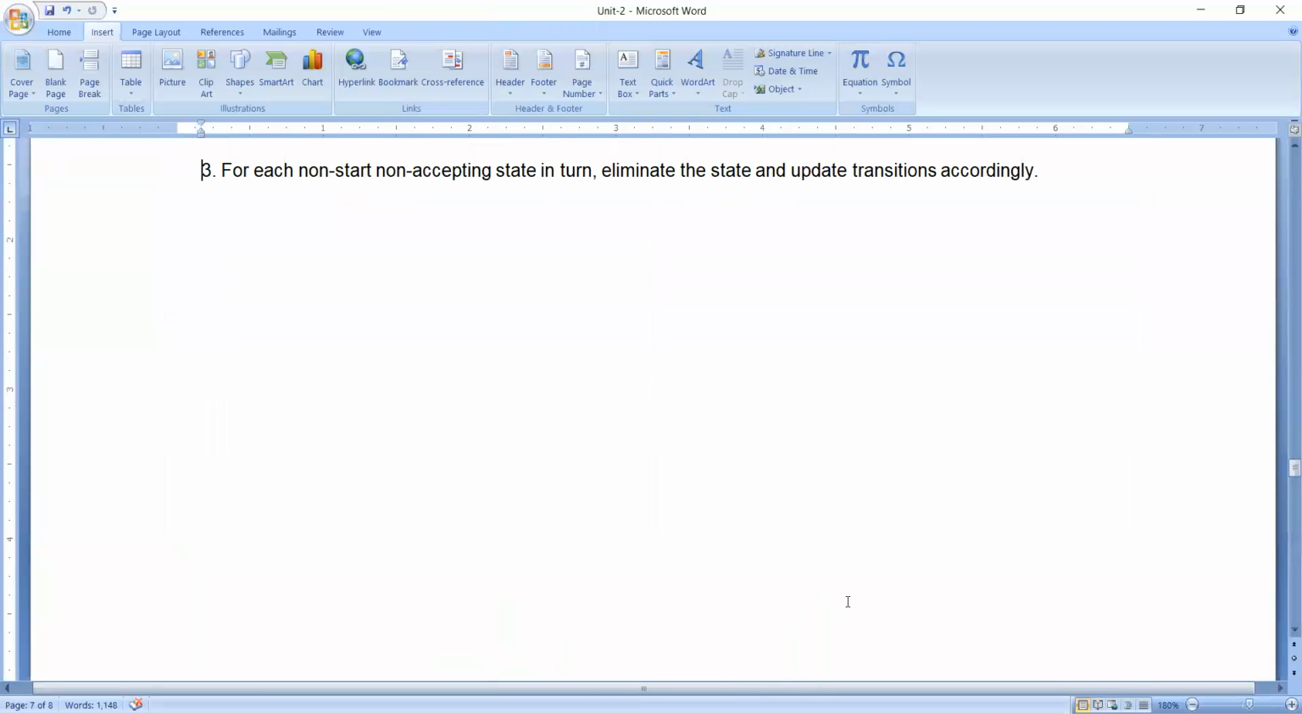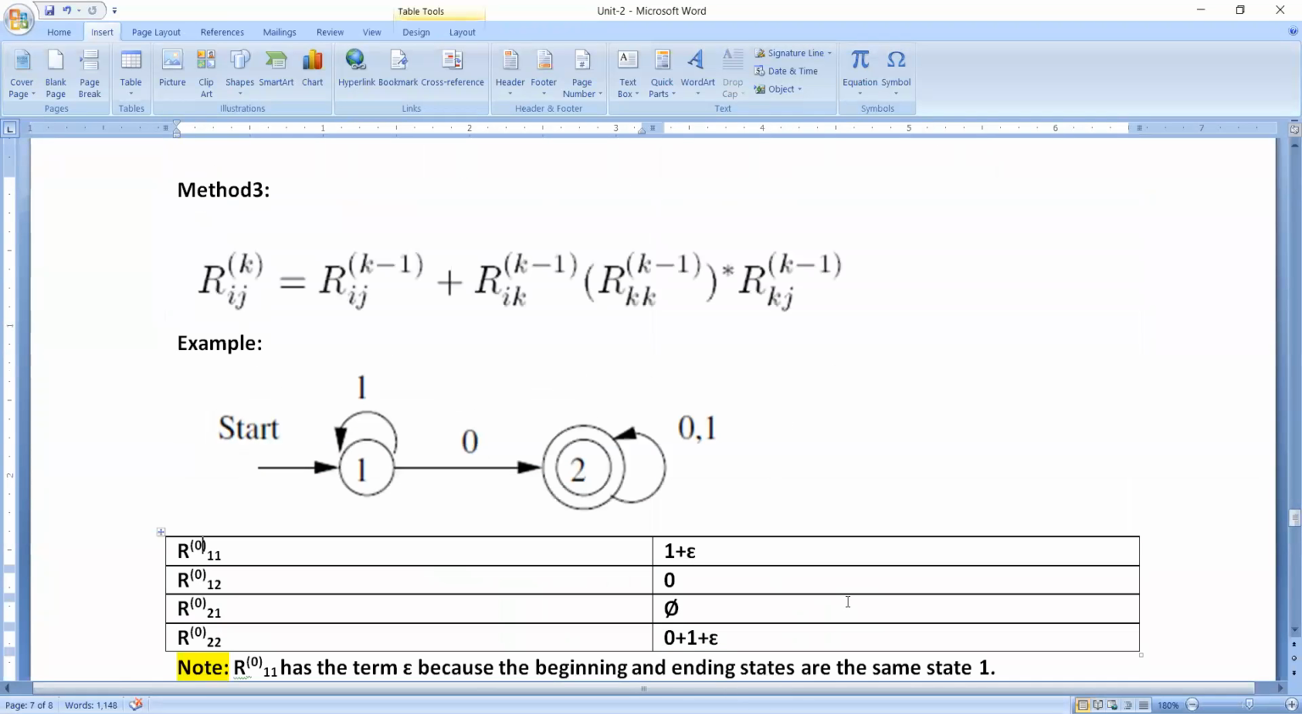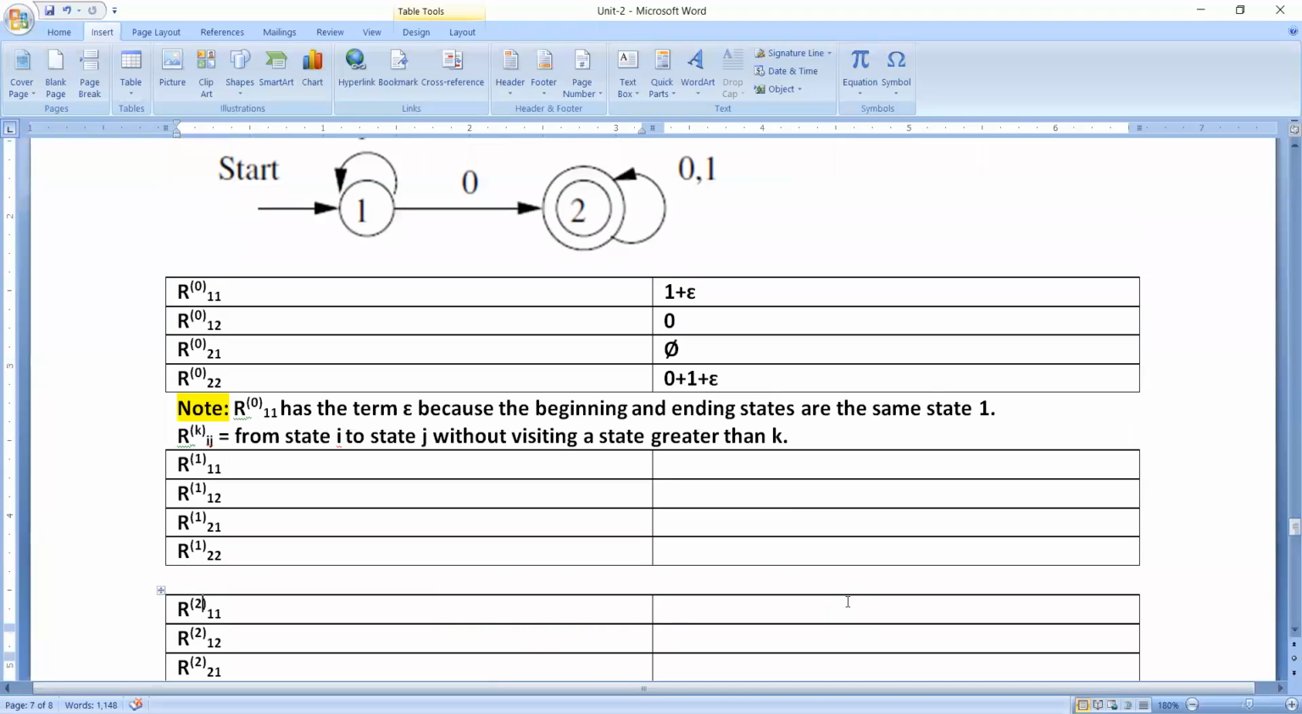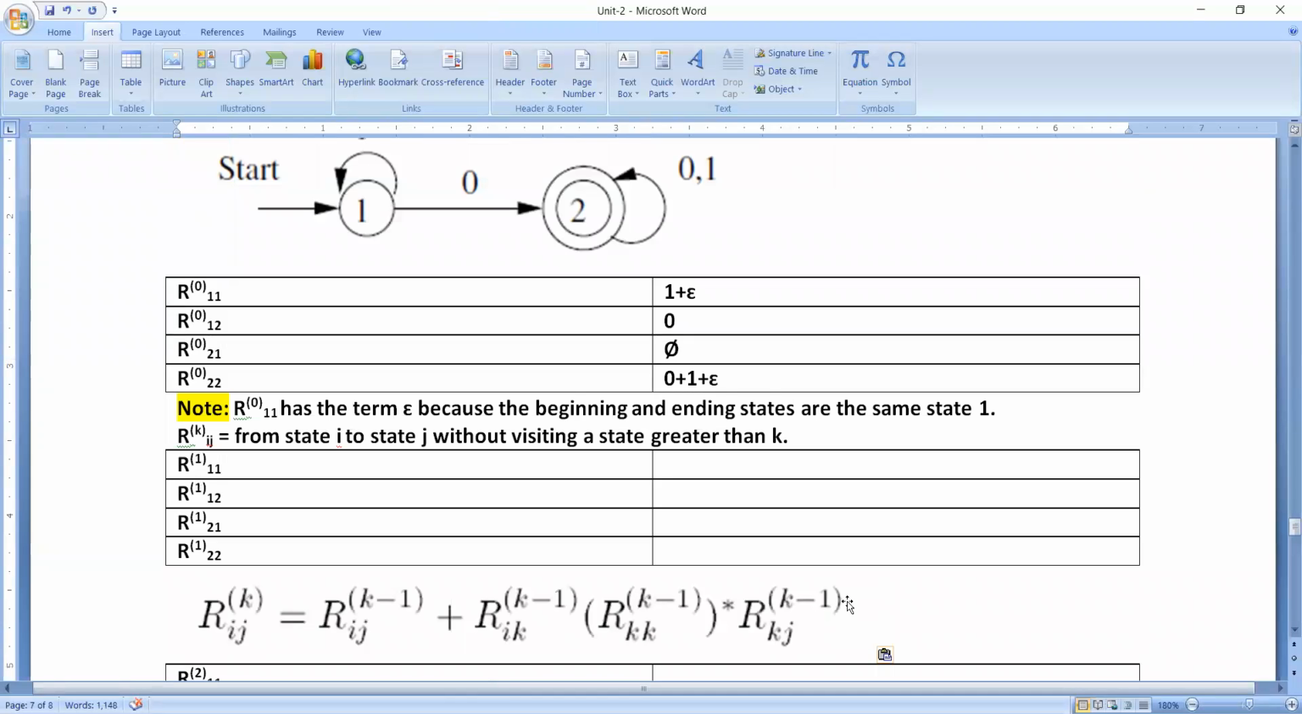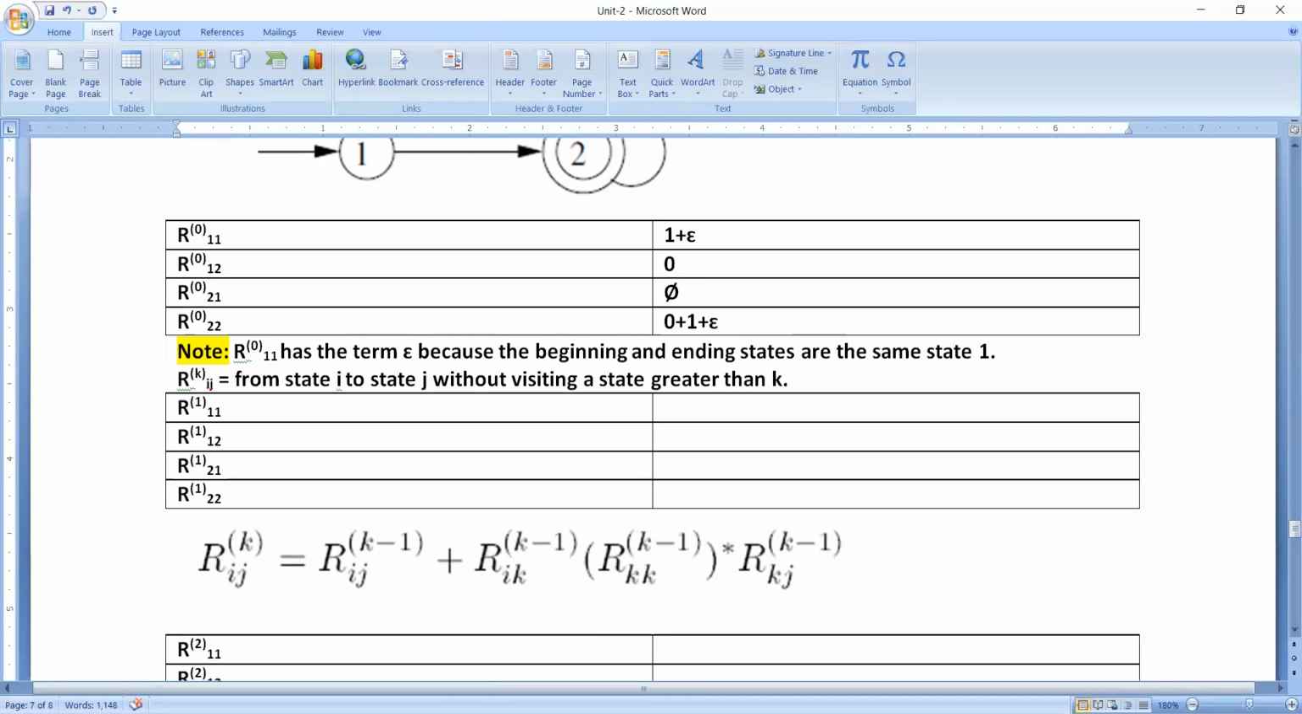In order to solve this, we are going to make use of this formula. Let me copy this. This is what we are going to use. Now I want to find out the value of r power 1 subscript 1 1. Please apply it to the above formula here. We have i as 1, j as 1, k as 1.